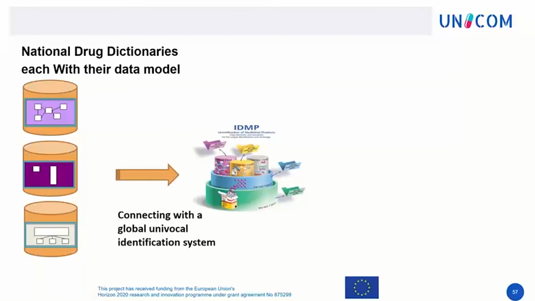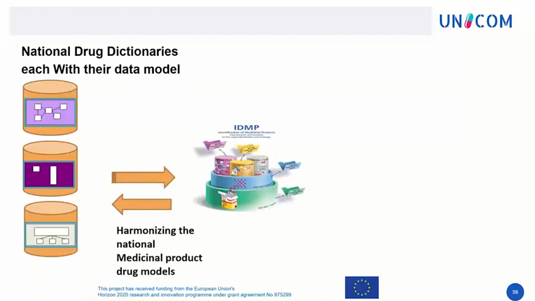connect all these databases with their different models to one global univocal identification system, and that is IDMP, and more specifically, do that connection on a global level with the pharmaceutical product ID, which is the cornerstone of the whole construction. And when that is done, and when it is possible, and it will be a shared national and global activity, then we can step to the next step.